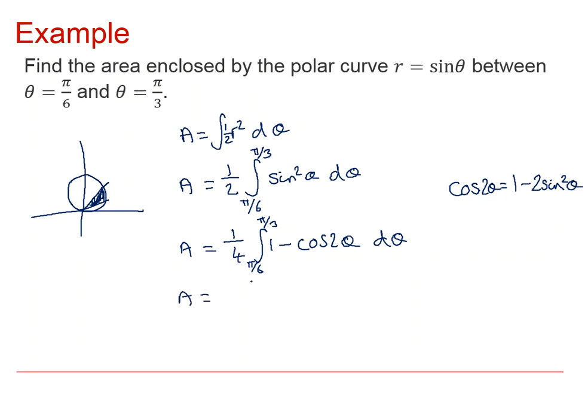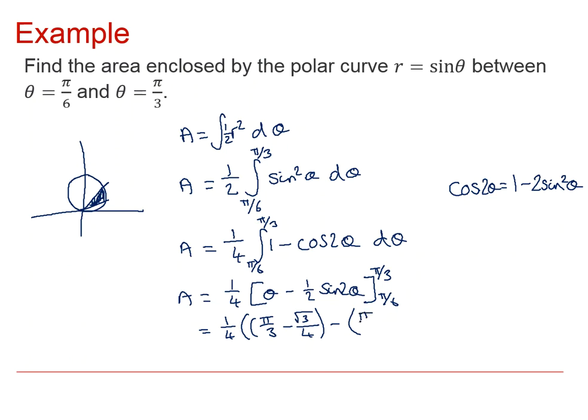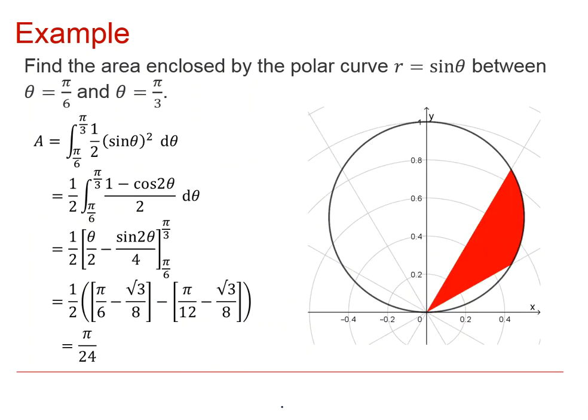So when we do this integral, what we get is a quarter of theta minus a half sine 2 theta between pi by 6 and pi by 3. So that is a quarter of pi over 3 minus root 3 over 4, minus pi over 6 minus root 3 over 4. And when we simplify that, we get pi over 24 for the area. And here's a neater version there.